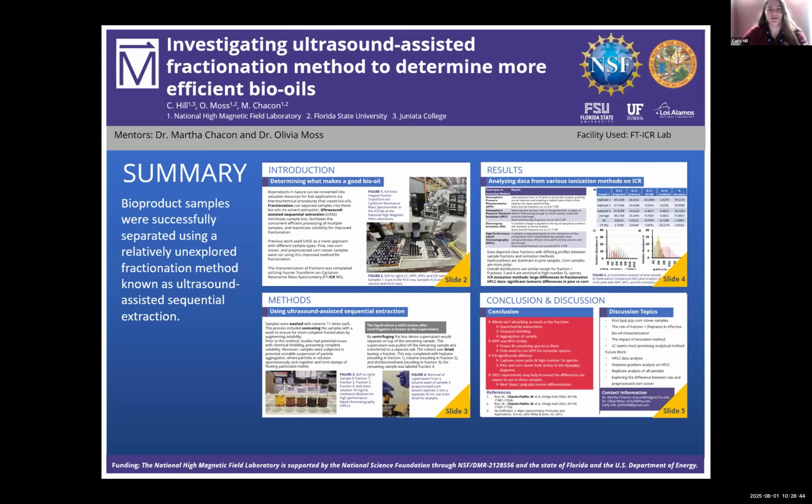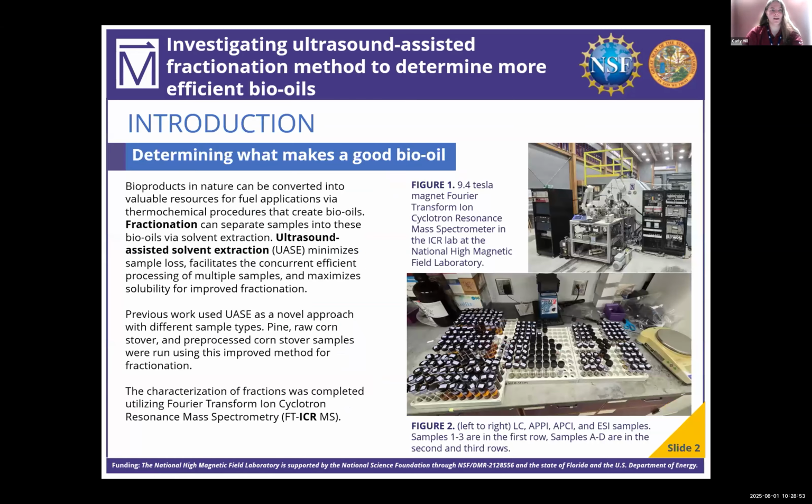Okay, so my project was on ultrasound-assisted fractionation of bio-oils to better improve characterization of them. Bio-oils are currently being investigated as a greener option for fossil fuels. However, they are very complex mixtures, so when you try to analyze and characterize them as a whole sample, there's sometimes aggregation, there's a lot of chemical shielding, and a lot of other things at play that prevent you from seeing everything in that sample.